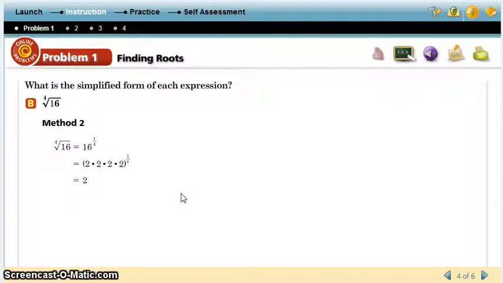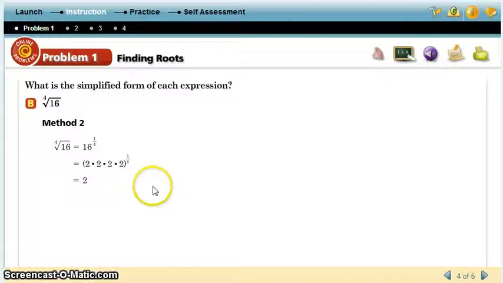And then you want to figure out what number times itself 4 times gives you 16. And in this case, it's 2. 2 times 2 times 2 times 2 would give me 16. So what's a fourth of 4 twos? Well, just 1 two. So 2 is the answer there.